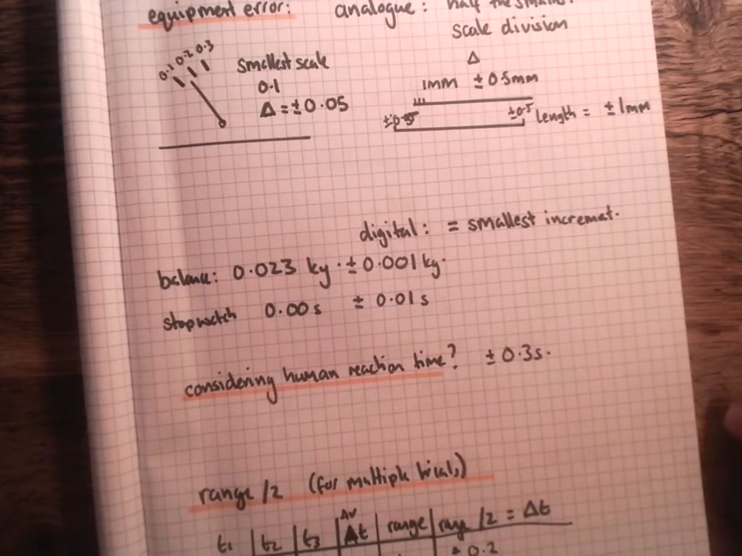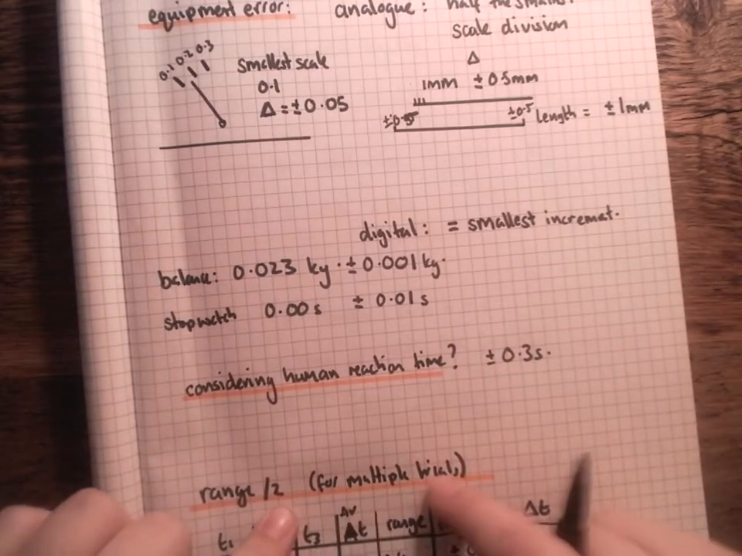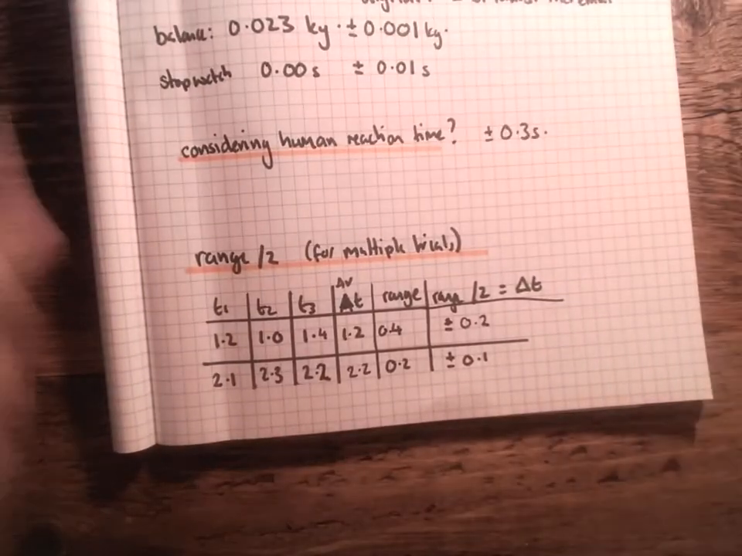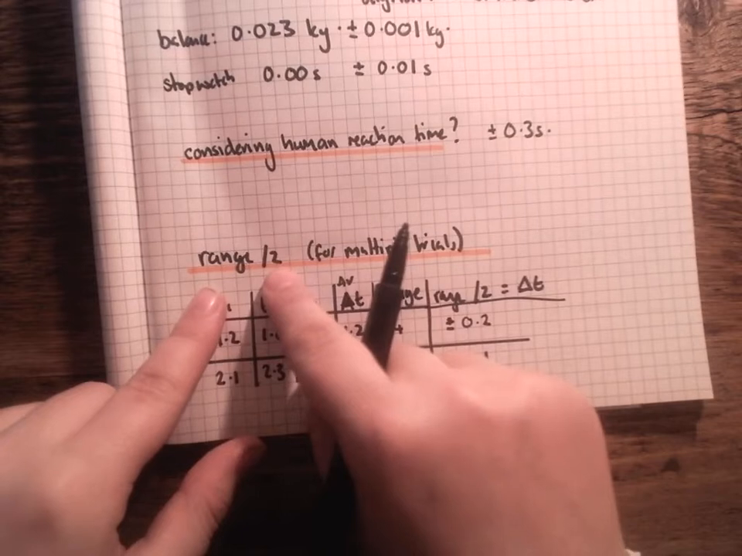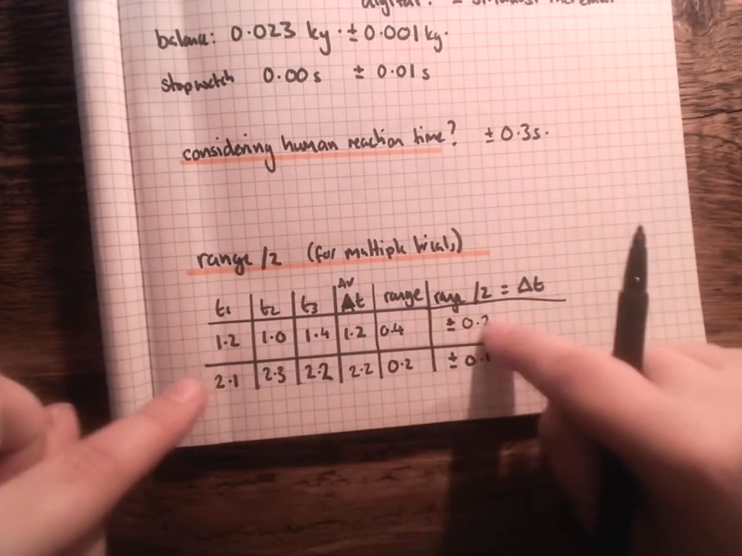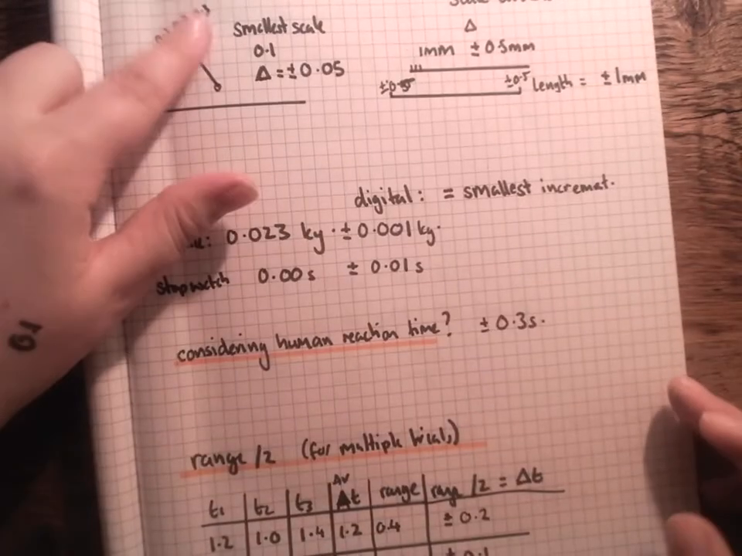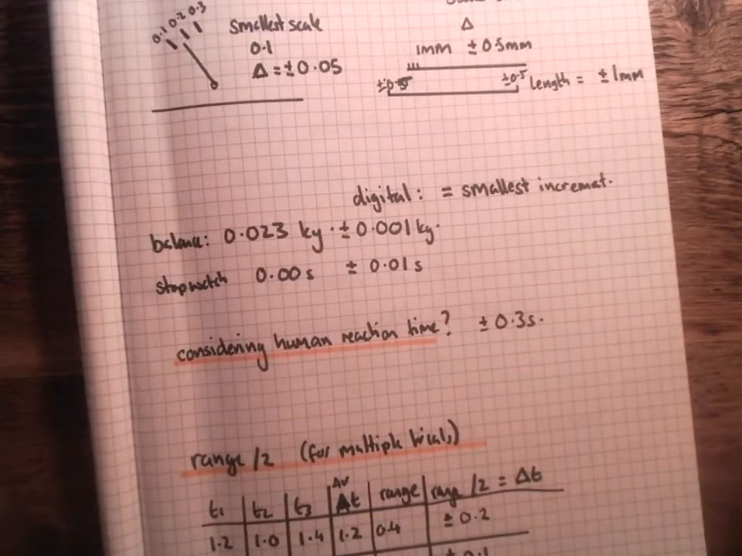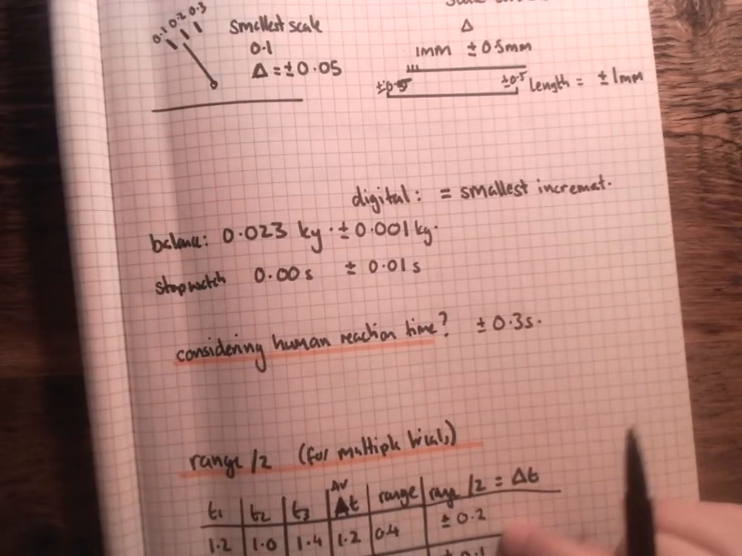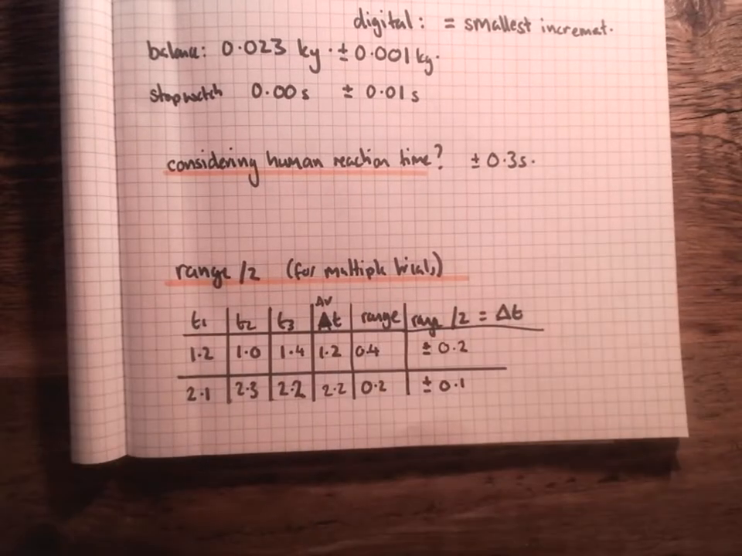Another way of accounting for that, or actually accounting for anything if you are doing multiple trials, is you could also use another method, which is the range divided by 2. Now you have to be careful with this because sometimes that gives you no uncertainty, but you've still got equipment uncertainty to think about. Okay, so sometimes you want to compare this value to your equipment uncertainty to see if it's more or less. So for doing the range over 2, it's just as it says.